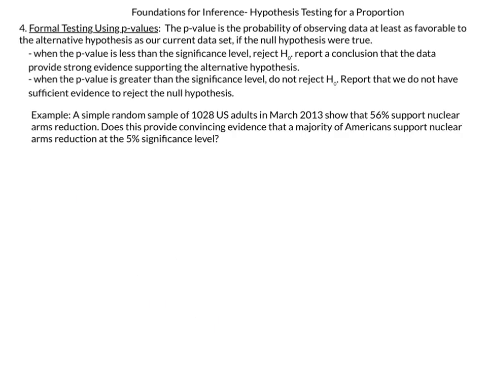Our next example says a simple random sample of 1,028, I'm going to underline that, this is our N, U.S. adults in March 2013 showed that 56% supported nuclear arms reduction. So this is our P hat, 56%. Does this provide convincing evidence that a majority of Americans support, and let me just underline majority of Americans, support arms reduction at the 5% significance level? I'll underline 5% significance level.